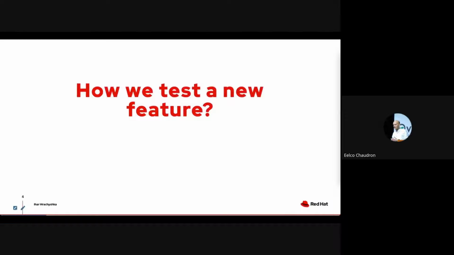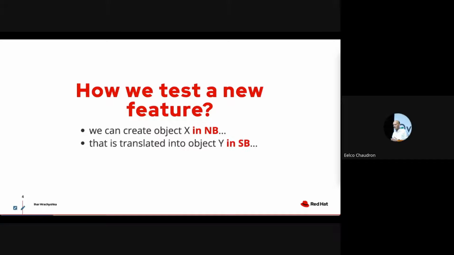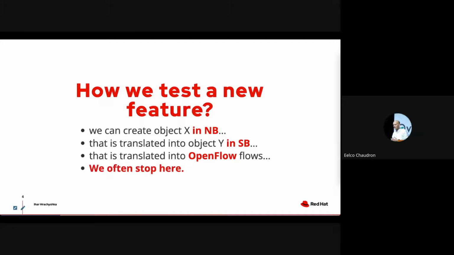Let's say we'd like to test a new feature in OVN. Testing usually goes as follows. Assuming the feature has its own API, we validate that the API creates expected northbound objects. Then we may also validate that these northbound objects are converted to southbound properly. Perhaps we may also then validate that OVN controller translates these southbound objects into corresponding OpenFlow table rules. Sometimes we stop right there.